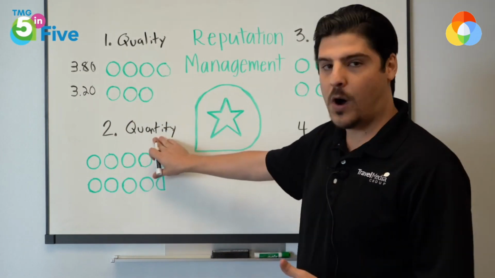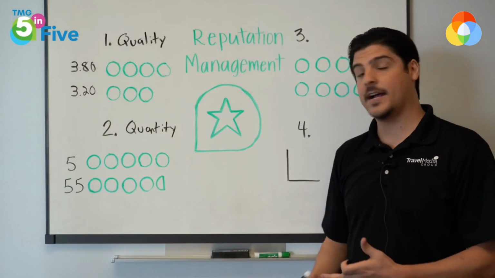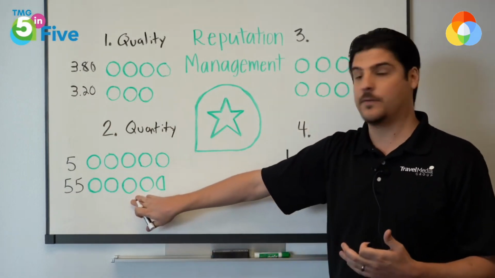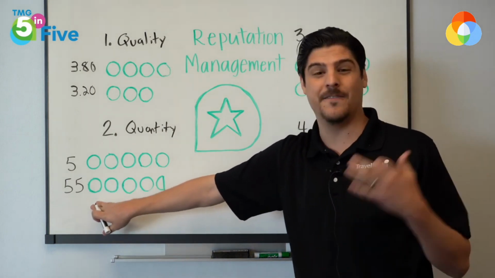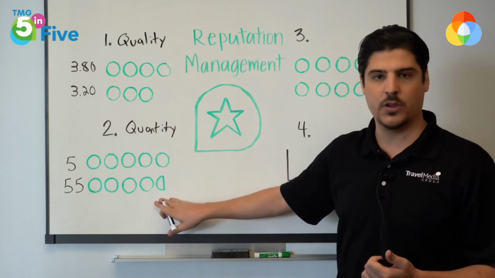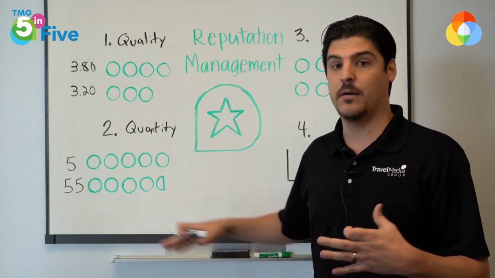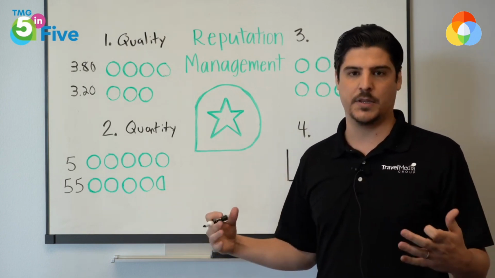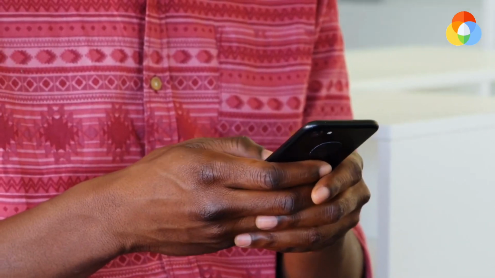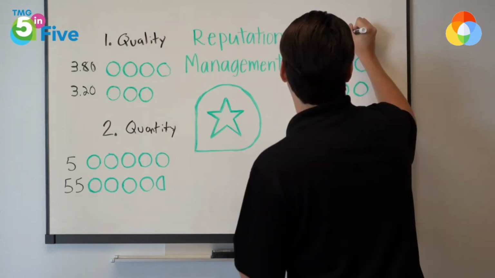But when we add quantity of reviews, if we see that this property is new and it actually only has 5 perfect reviews, yet this hotel has been around for a while and has been able to get a quantity of 55 reviews, even though the quality of their score is lower, they might actually be ranking higher on TripAdvisor because the more information that's out there, it's gonna paint a more accurate picture for travelers looking at these reviews.